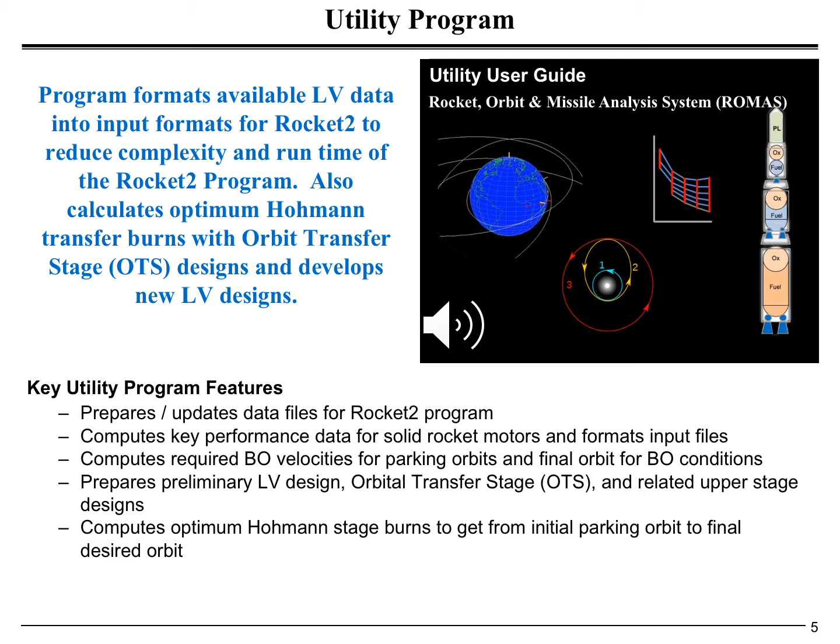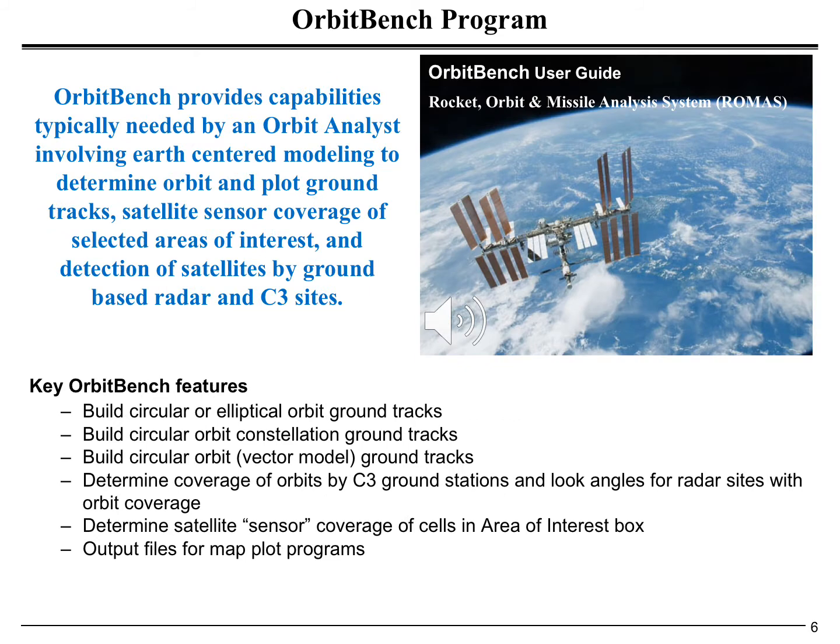the final orbit desired. The Orbit Bench program provides capabilities that I found useful when I was an orbital analyst, and it involves the plotting of orbits' ground tracks, how sensors will see those orbits and satellites, and what the areas of coverage and areas of interest would be for a given orbit. Specifically, features: you can build either circular or elliptical orbit ground tracks. You can build a constellation of circular orbit ground tracks.